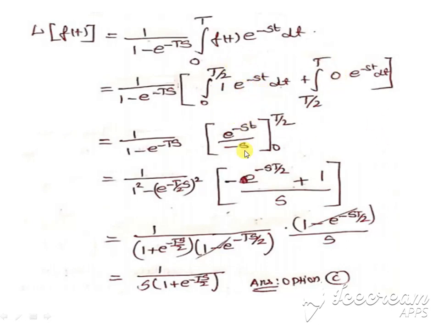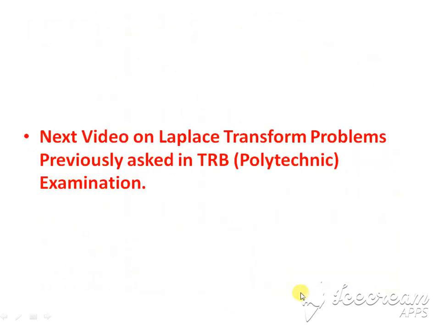So integration of e power minus st is e power minus st by minus s. Then apply the limit. Then we get this one. So now this term can be written as 1 squared minus e power minus T by 2 into s, the whole squared. These two are the same. Again in the next step, a squared minus b squared is written as a plus b into a minus b. And then this term and this term get cancelled. Finally the answer is 1 divided by s into 1 plus e power minus Ts by 2. The answer is option C.